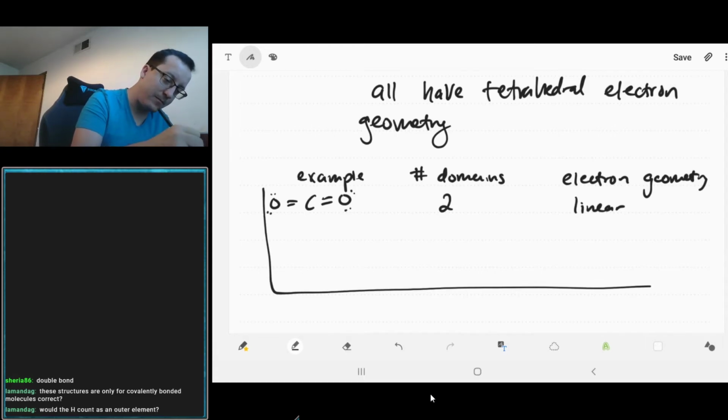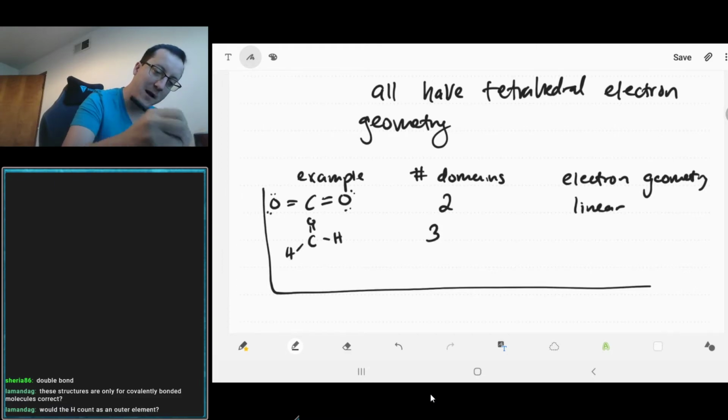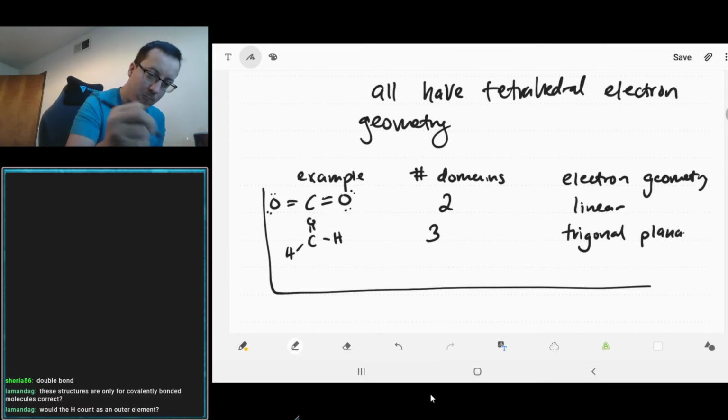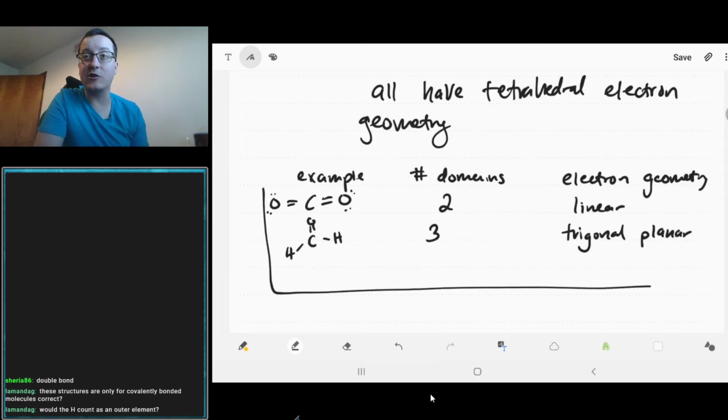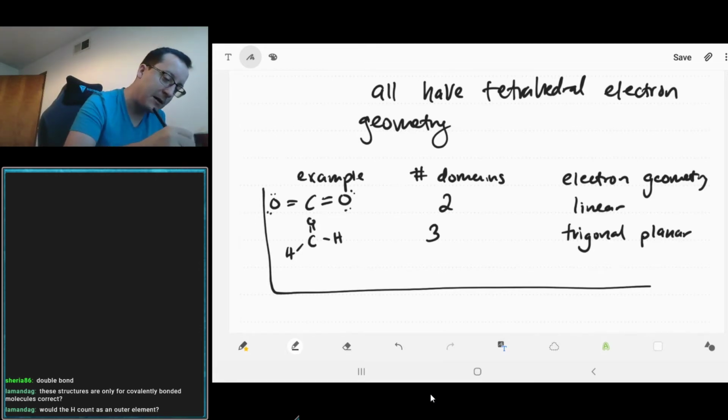We had something like formaldehyde, and that one is going to be trigonal planar. So trigonal, again, is like a triangle, and it's planar. It's all flat. No one's poking in or out of the board. And our last one is the tetrahedron.